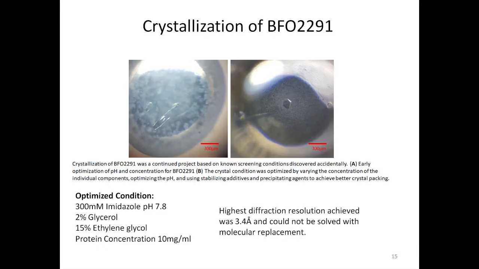The next part is going to be the structural analysis, and so I started optimizing crystallization of BFO2291. We discovered accidentally that it crystallizes in imidazole, and so I've done some work to improve the crystallization, but the best I was able to achieve was a little over 3 angstroms, and the structure couldn't be solved with molecular replacement.